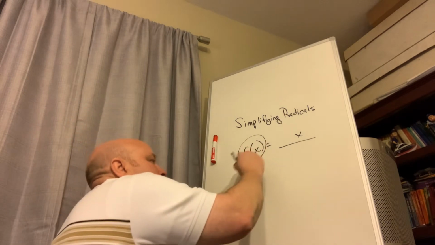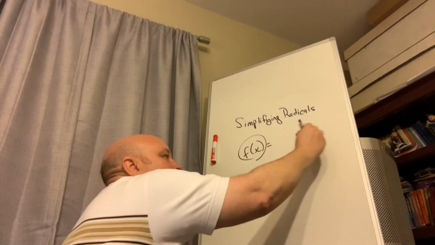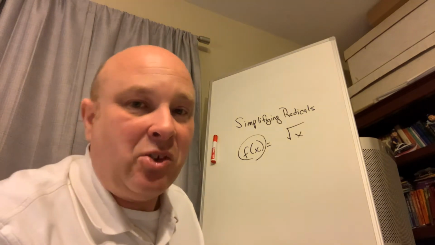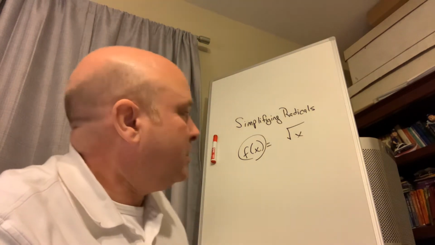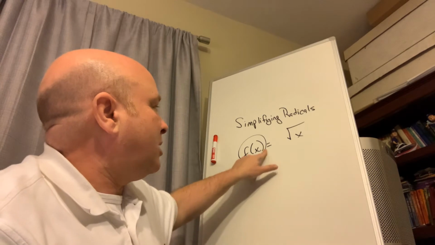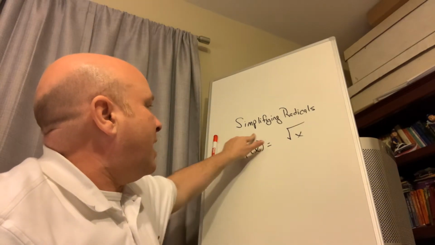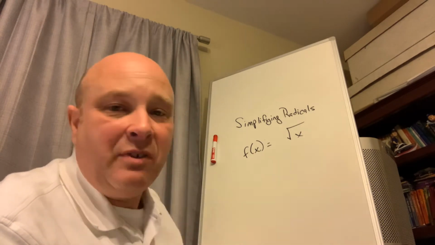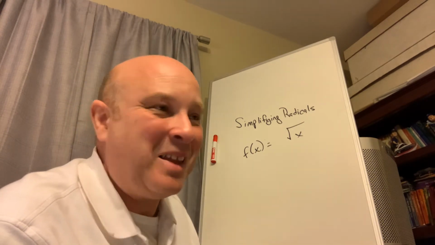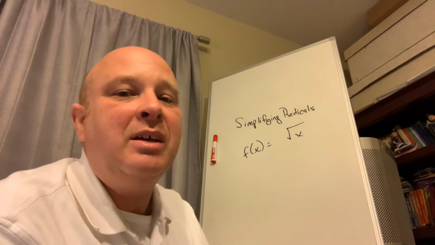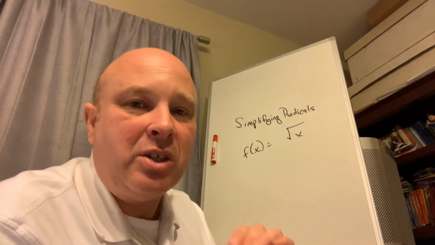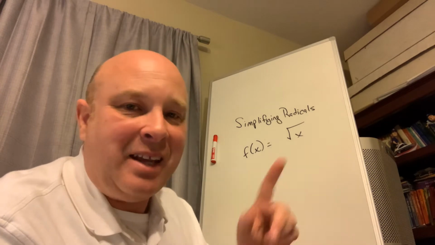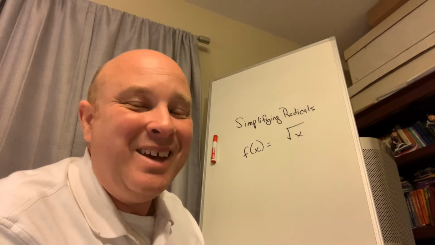Now, if we're talking about radical functions, that means there's got to be a radical in our function. Now, in this particular case, I've written that the function of x equals the square root of x. Now, that is the simplest radical function in the world, okay? Anything we do beyond that is just adding to it. However, you're going to need to do this.